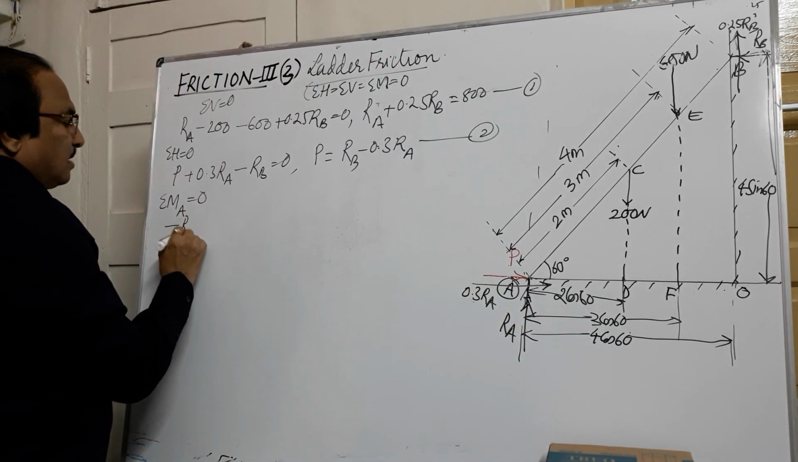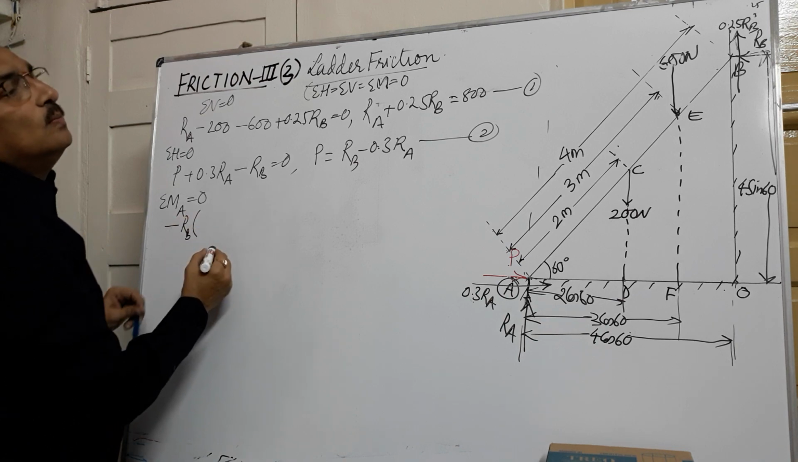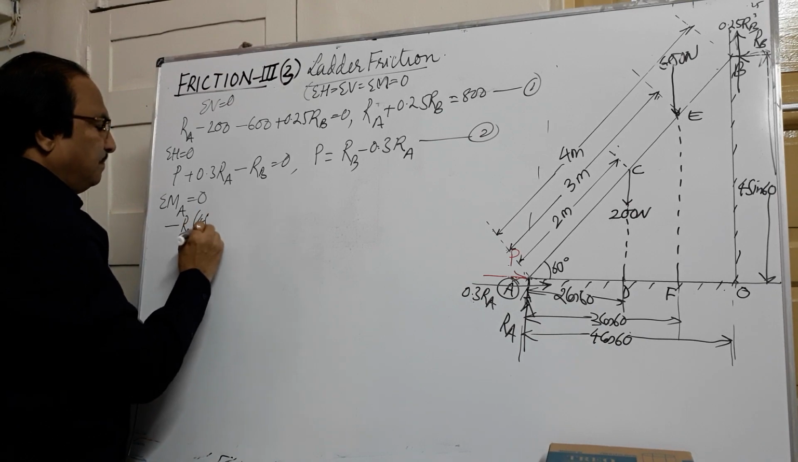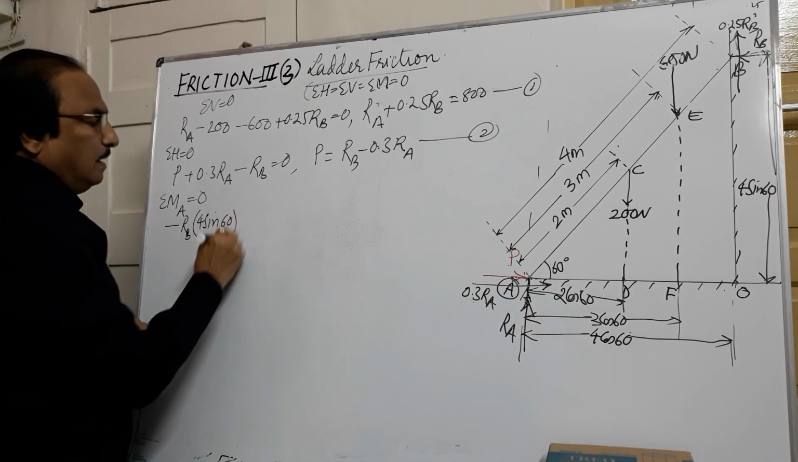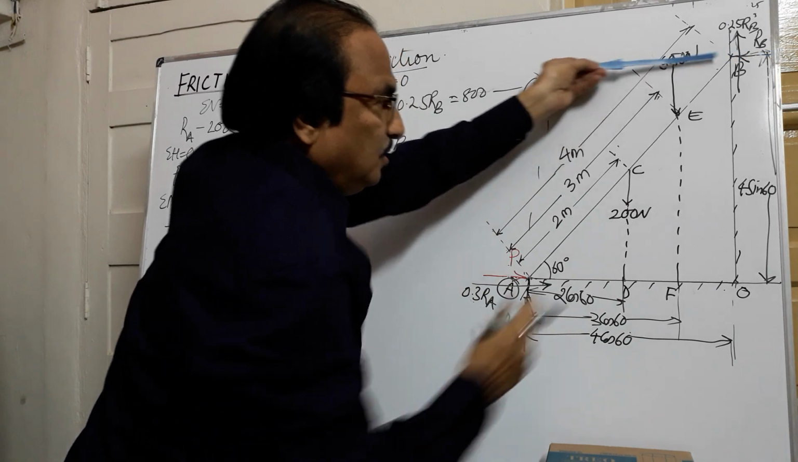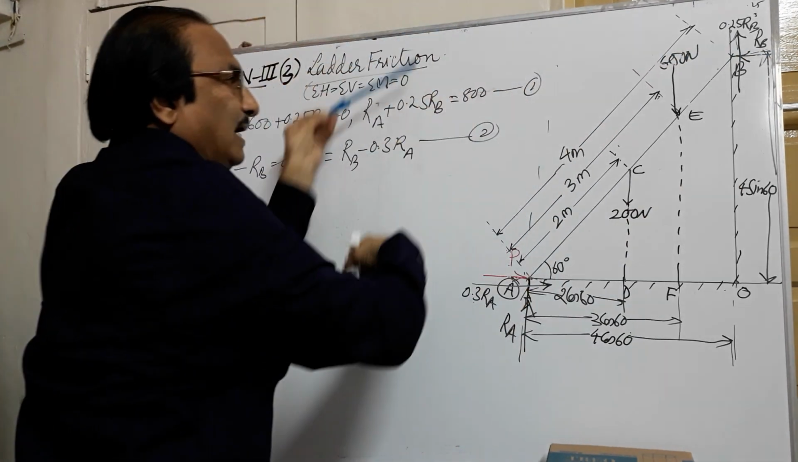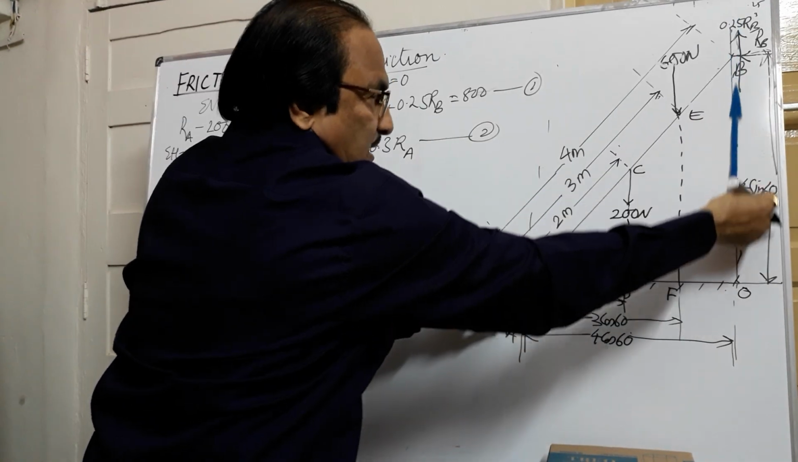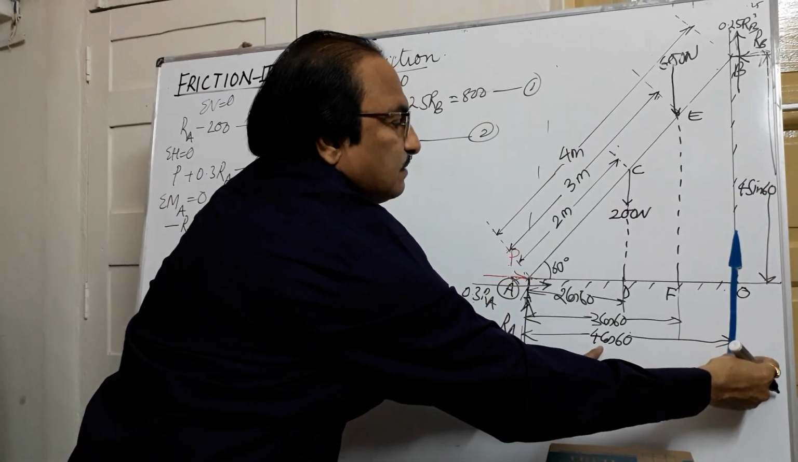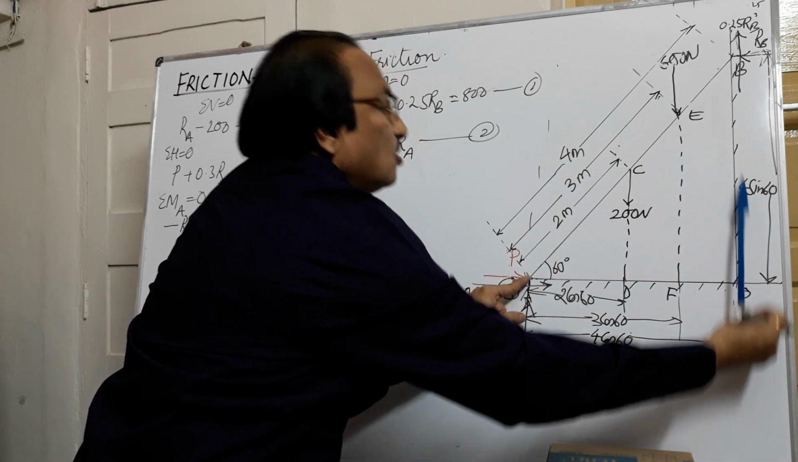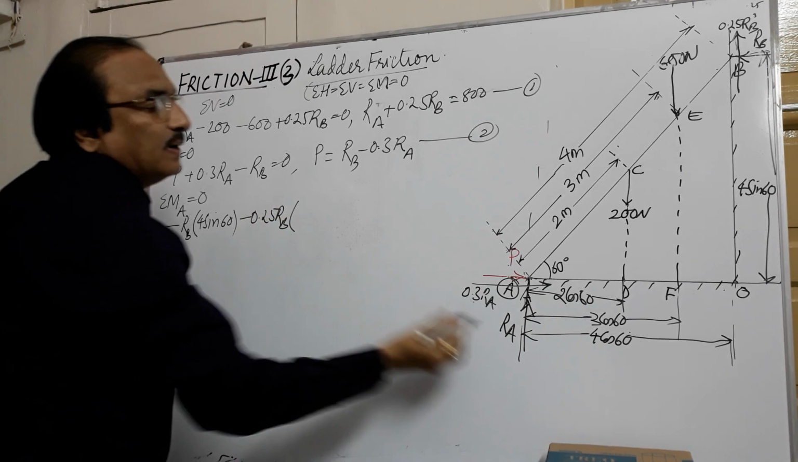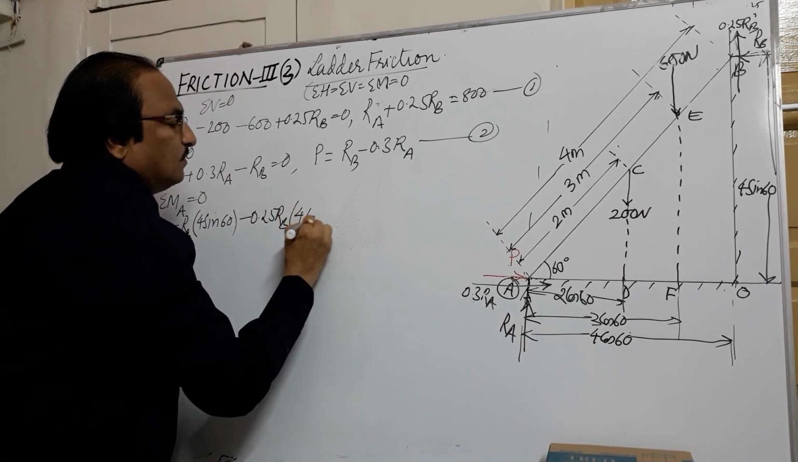So minus RB into 4 sin 60, it will go anti-clockwise. Then I will come to this 0.25 RB, I will pull it down. The perpendicular distance is 4 cos 60 and this will rotate in anti-clockwise direction. So minus 0.25 RB and the perpendicular distance is 4 cos of 60.